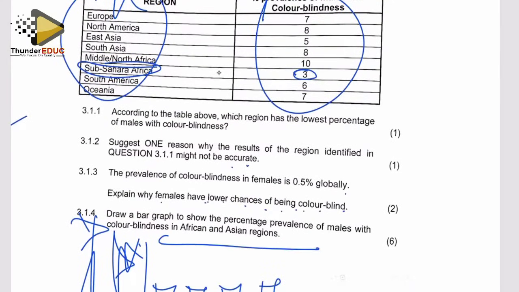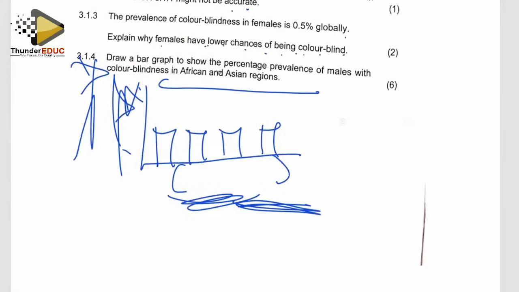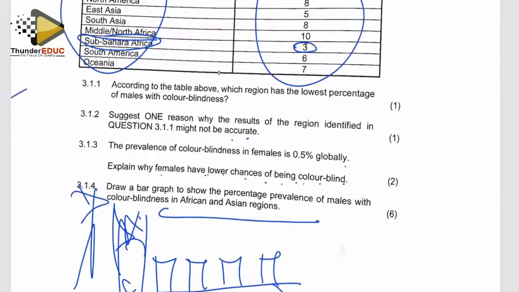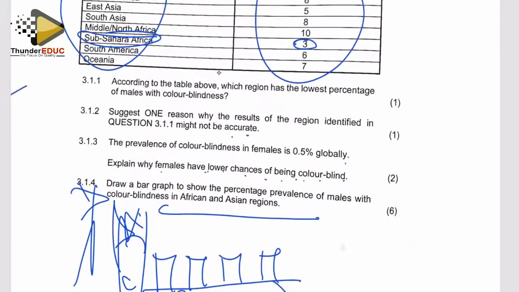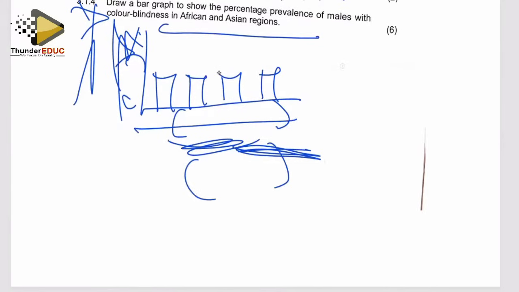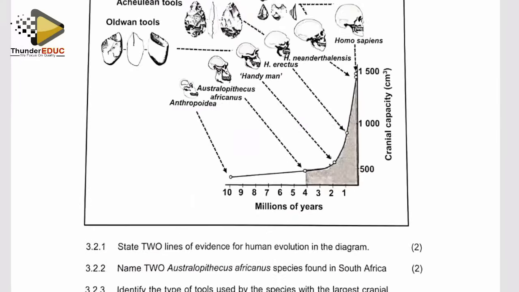Then you put the caption. Make sure that you put the caption properly. Make sure that you put units if the units are there. In this case, the unit is percentage, so the percentage must be there. These are countries, so you can put a region in brackets. Then make sure that the spaces between the bars are the same. Then you'll be able to obtain all the 6 marks they have given you.